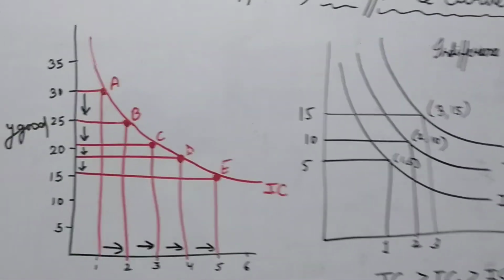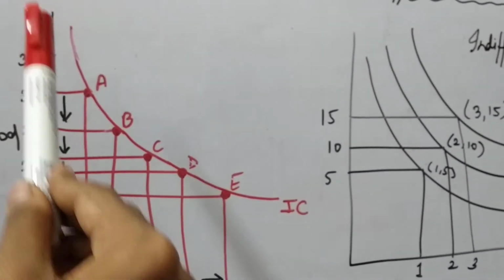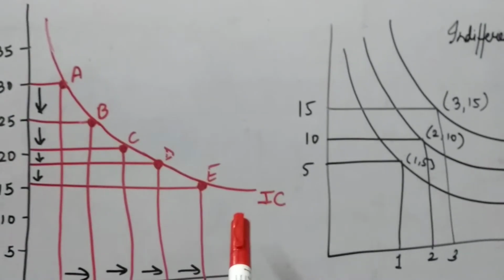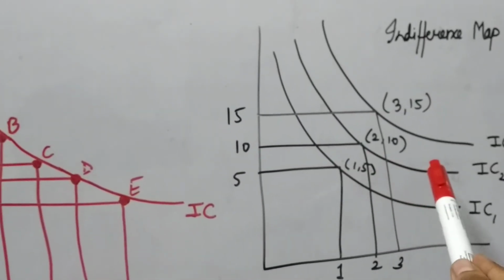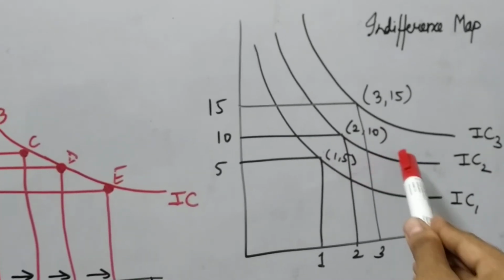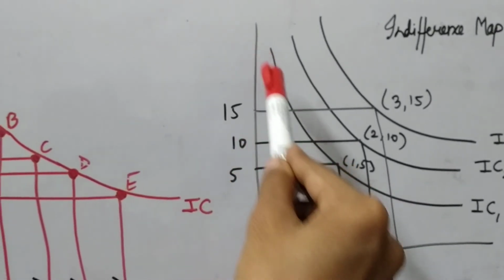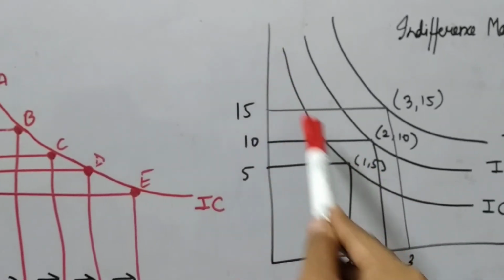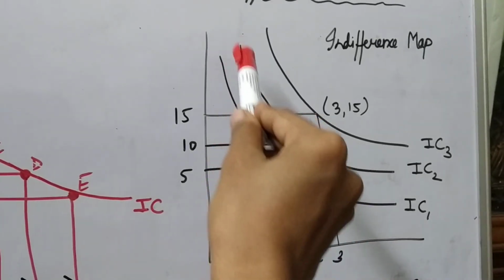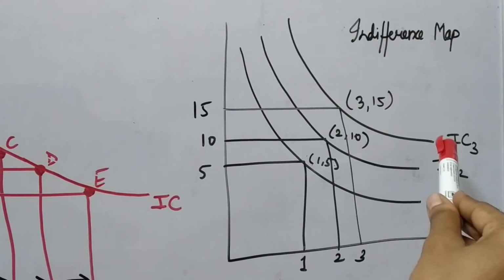Now listen to one thing: if income is fixed, all the points on one indifference curve will give the consumer equal satisfaction. But if his income increases, the points on the other indifference curve will give more satisfaction to the consumer as compared to the previous one. But remember, all the points on one curve give equal satisfaction, whether it is IC1 or IC2. On IC2 also, all the points will give him equal satisfaction. On IC3 also, all the points will give him equal satisfaction.